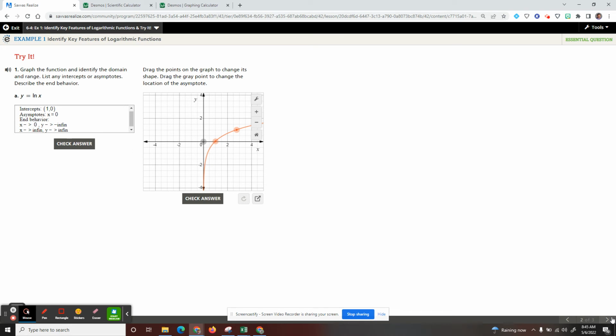All right, let's look at the second try it example. So pause it, figure it out, and then come back and compare answers.